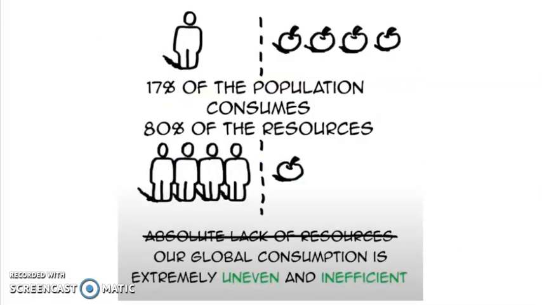And there's one more thing here. 17% of the population consumes 80% of the resources. It is like giving 4 apples to this one person and giving this one apple to these 4 people. It is not that we don't have the resources. We have enough resources, but global consumption is uneven and it is inefficient. Remember the rules for sustainability? One of them was equality, right? And that is one of the problems about sustainability.